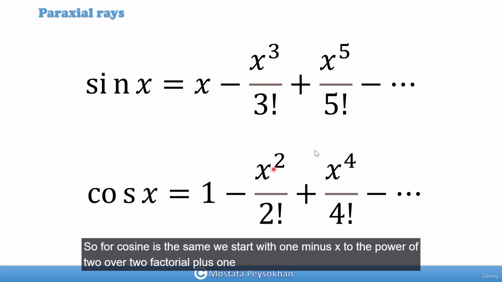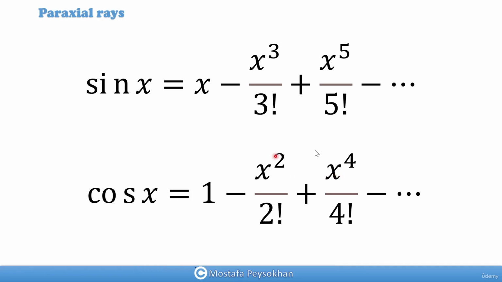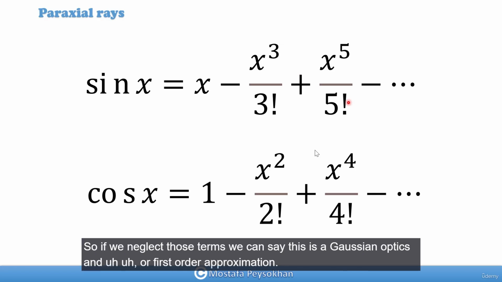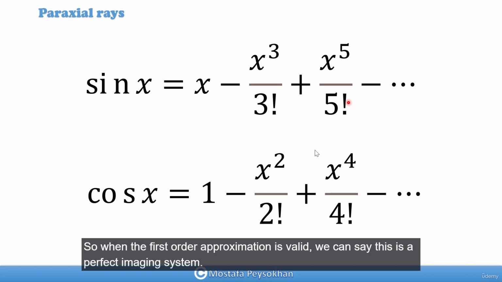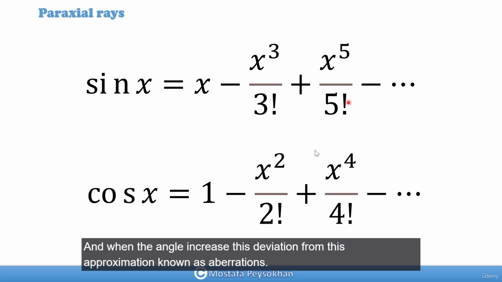We start with 1 minus x to the power of 2 over 2 factorial plus x to the power of 4 over 4 factorial. If x is pretty small, we can neglect these terms. If we neglect those terms, we can say this is Gaussian optics, or first order approximation. When the first order approximation is valid, we can say this is a perfect imaging system. And when the angle increases, this deviation from the approximation is known as aberrations.